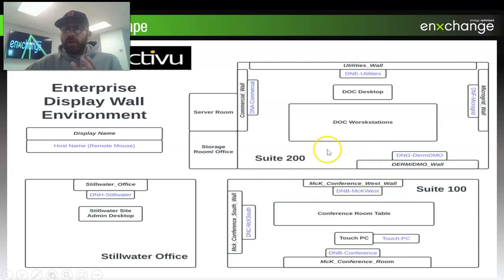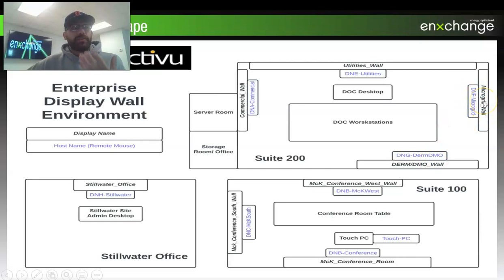Then the big daddy of them all, our actual digital operations center, is where we see our main displays. We have 4 of them in there. We have the commercial wall, the utilities wall, the microgrid wall, and the DERM DMO wall. You'll see that each one of these is labeled above with those signs. It's another way that we are able to structure how we build those layouts.